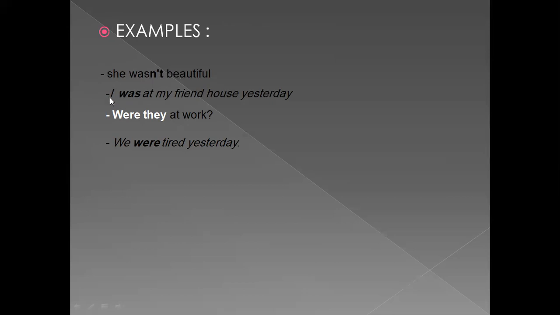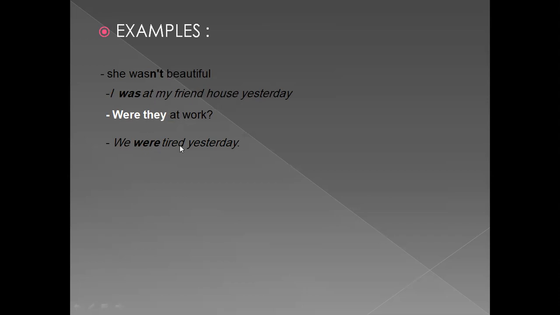The second sentence is an affirmative sentence. It started with I, and I is a singular subject, so we used was because of the singular subject. So, I was at my friend's house yesterday. Okay. Were they at work? Here, the subject that I am asking about is a plural subject. They, we, and you. Okay, ضمائر الجمع, grade 7. So they, we, and you, we should use were to ask about them.